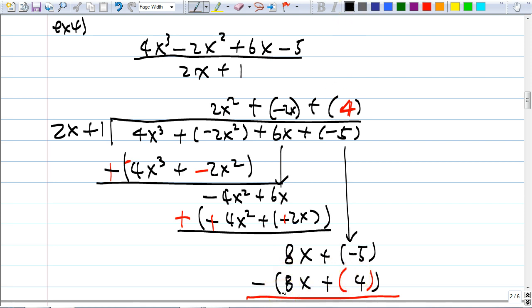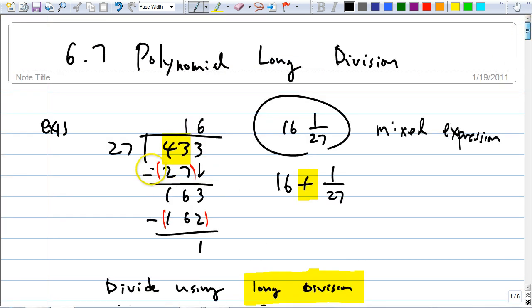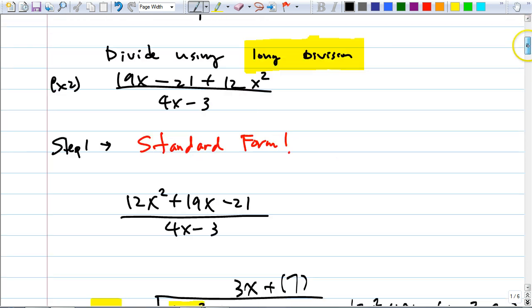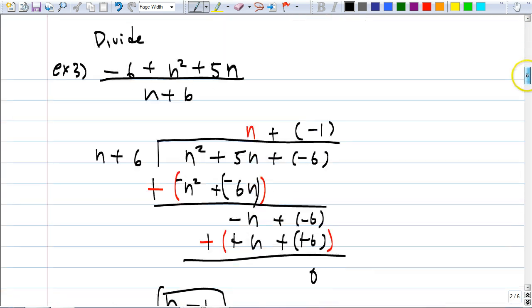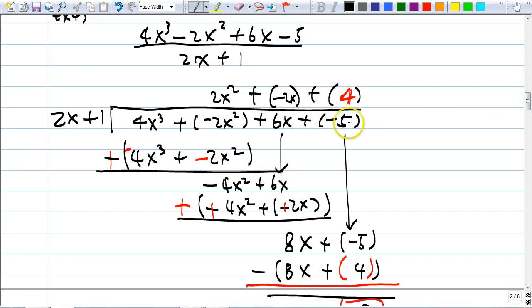Okay, let's go back to that first example. You understand that we're subtracting the top one minus the bottom one? Yes. Okay. When you multiply right here, do you understand why it's 4? Because we got 8x, right? What times 2x gives you 8x? Well, 4. So 2x plus 1 times 4 is 8x plus 4.